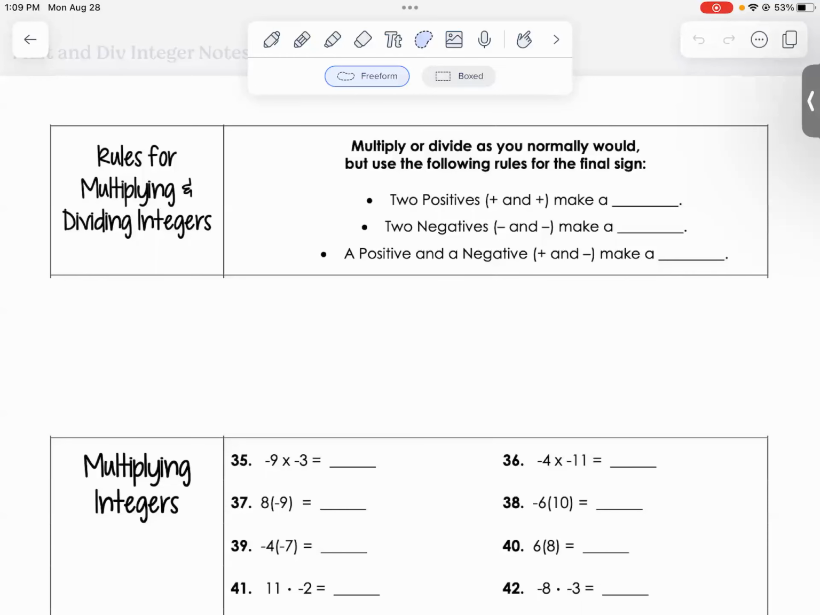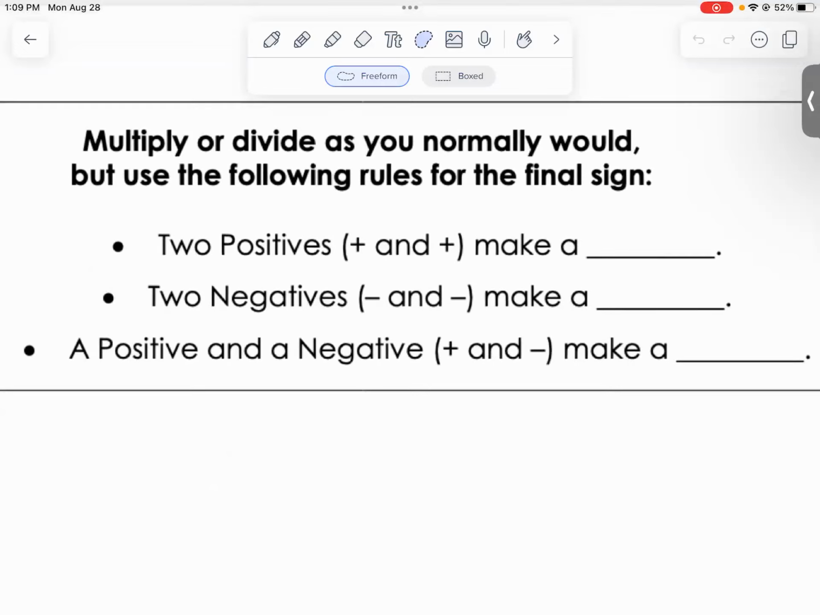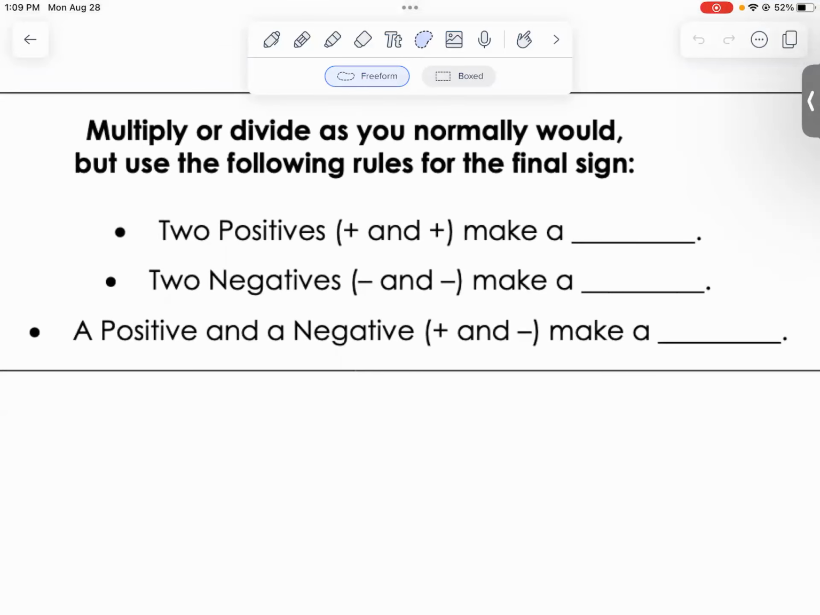All right. So let's talk about our rules for multiplying and dividing. What's nice is that we had some different things to do if we were adding versus subtracting numbers, but if we're multiplying and dividing, our rules are going to remain the same. So that makes it a little bit nice for us. If we multiply or divide, it doesn't matter.